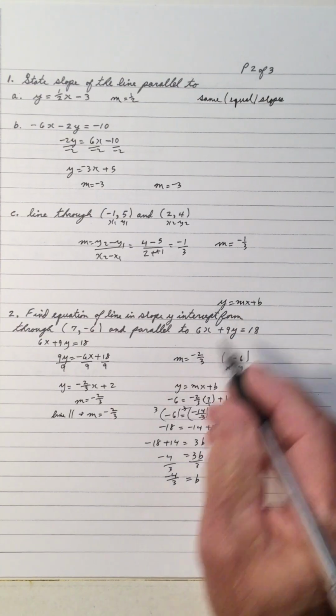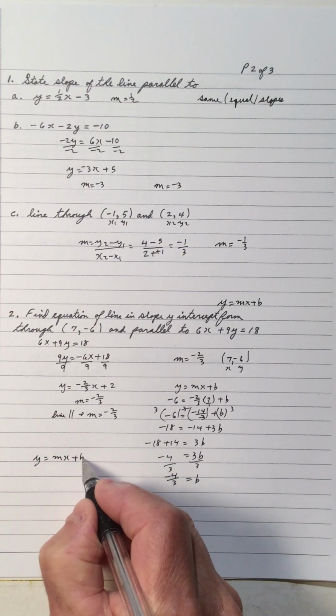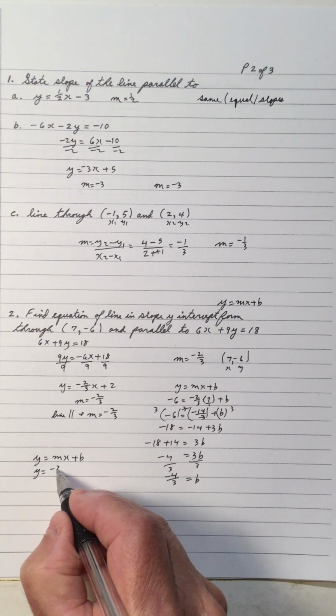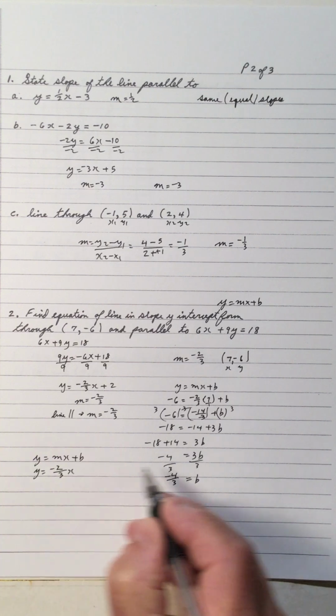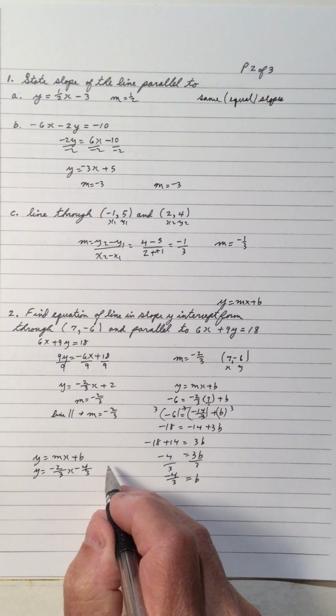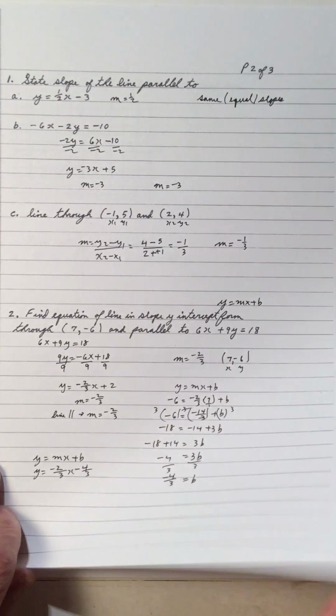So slope y-intercept form is this one. The slope is negative 2/3, and the y-intercept is negative 4 over 3. So that's the equation in slope y-intercept form. So let's continue.